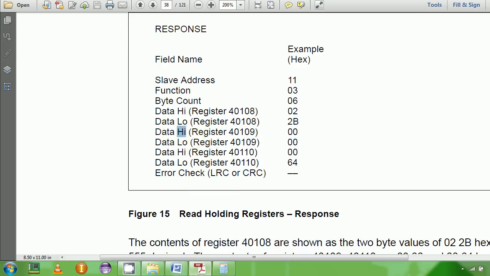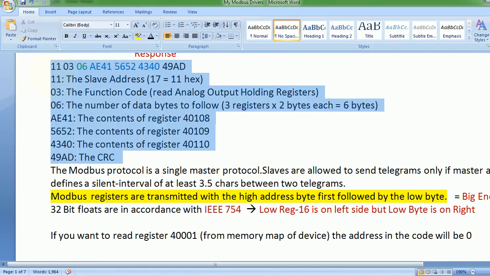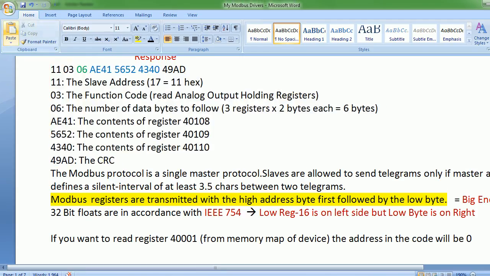So higher byte is this one and lower byte is this one. And this is this value. Memory number 40110 has 0 at its higher byte, and it has 64 in hex at its lower byte. So you've got to be doing conversion of that in human readable form.